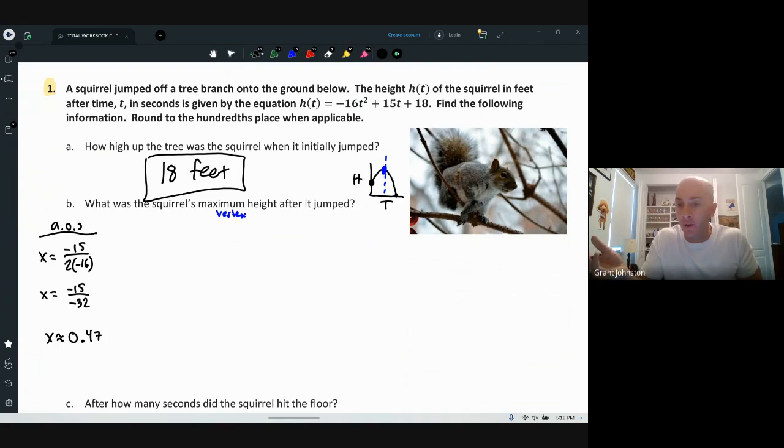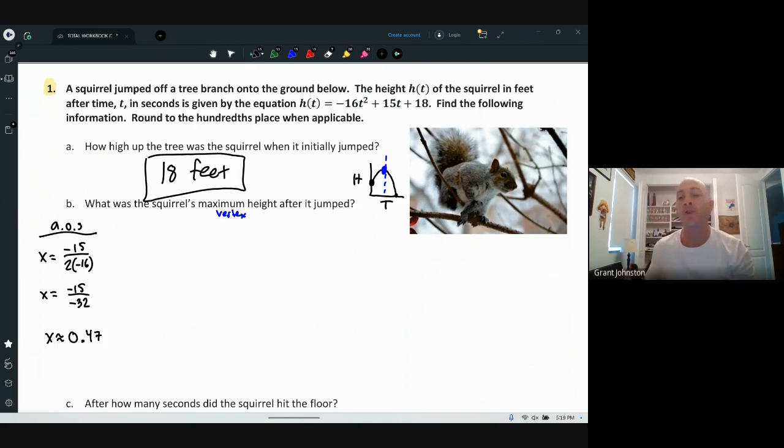And that kind of makes sense, right? I mean, the squirrel jumps and half a second later he hits his maximum height. It's like the squirrel doesn't have that big of hops, right? He's not going to jump really high. He's just going to do a little jump, and half a second later, 0.47 seconds later, he's going to reach his maximum height and then he's going to come back down. But we got to figure out now what his maximum height is. We got to figure out how high he gets in the air.